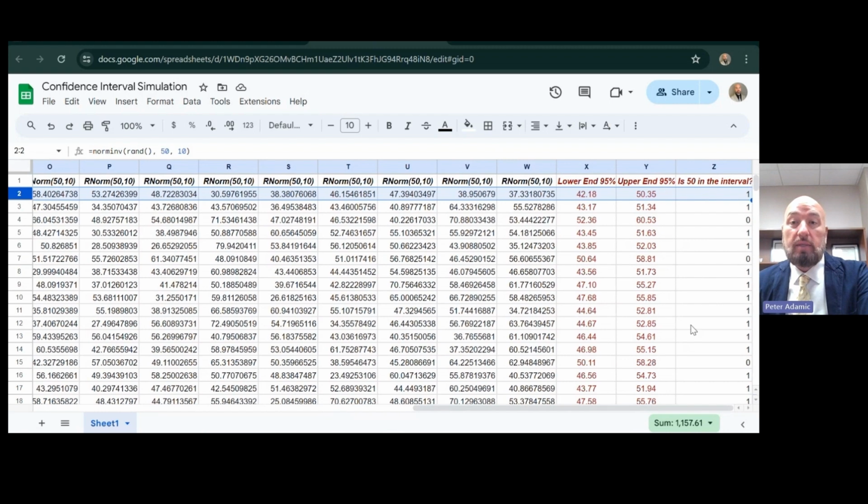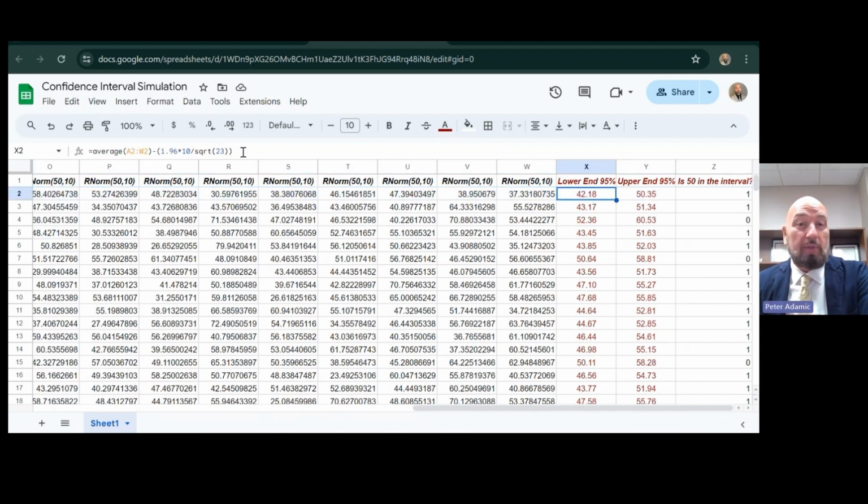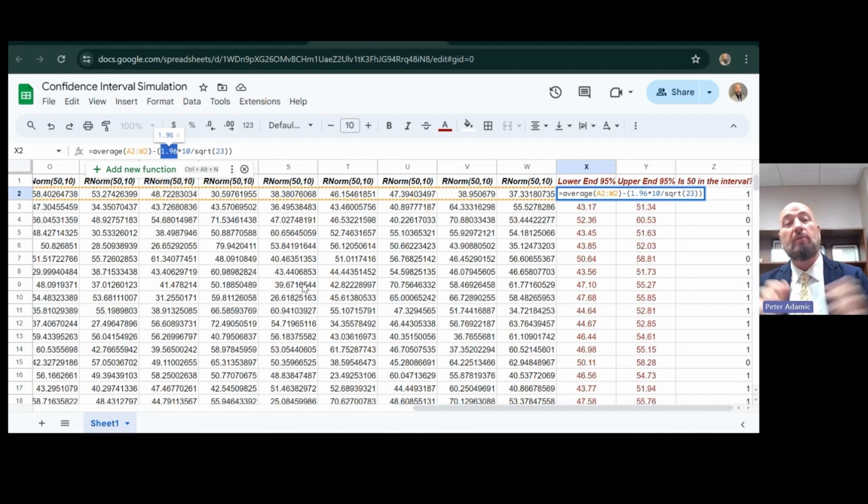Now we can calculate the confidence interval based on our sample. We're just in row 2 now. Again, pretend that's our sample. Using the formula that we've derived, we have X bar, the sample mean, which is the average from A2 to W2, minus 1.96, the 97.5th percentile of the standard normal. If we're constructing a 95% confidence interval, we want to use 1.96. Then we multiply by 10, which is the standard deviation, and divide by the square root of n, which in this case is 23.